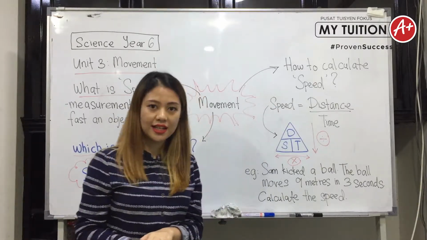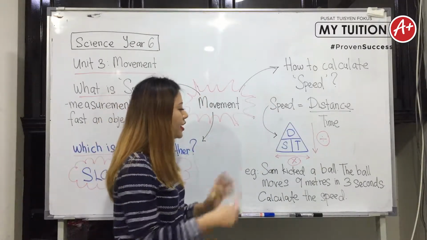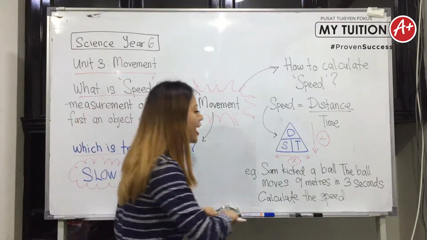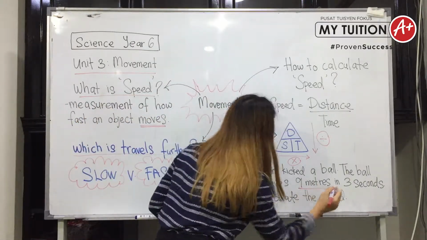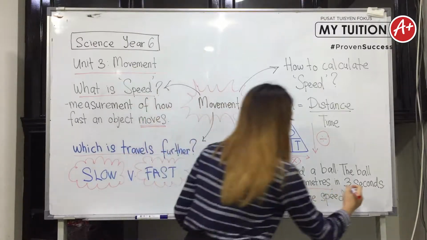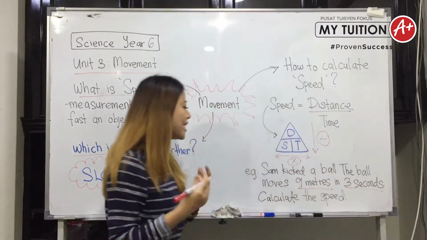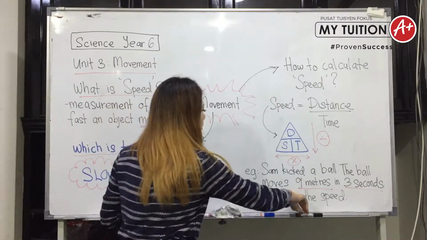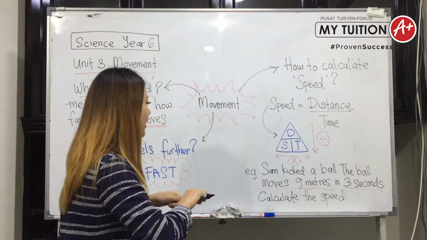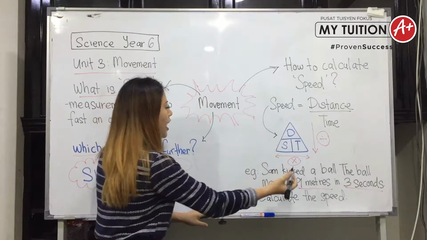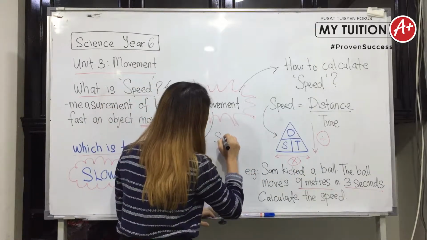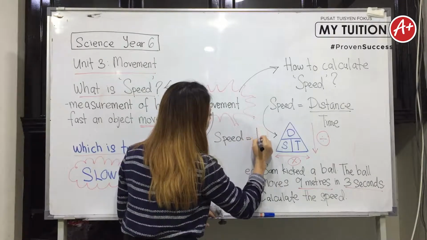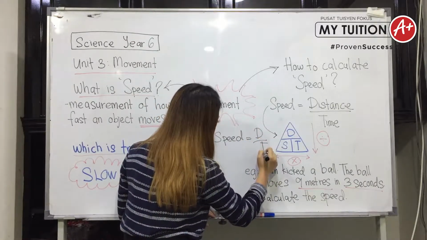Okay, so let's look at an example. For example, Sam kicked the ball. The ball moves 9 meters in 3 seconds. Now it's asking us to calculate the speed. The solution to this is like this. Now the question wants speed. Speed is equal to distance divided by time.